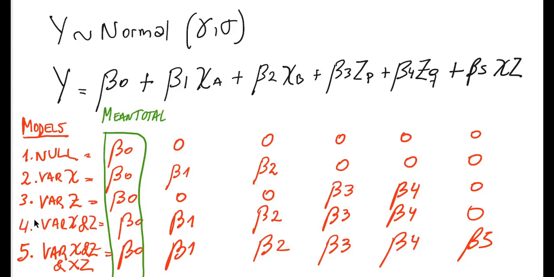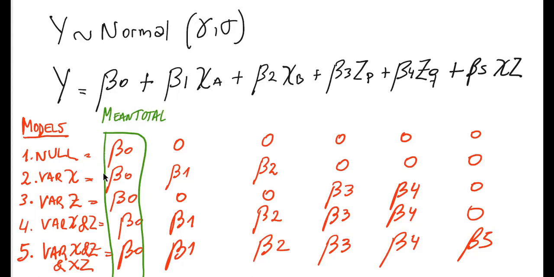Now, model 4 includes both variables, x and z. So we've got beta 0, beta 1, beta 2, beta 3, and beta 4, but not the interaction. And finally, model 5 is the model with both variable x and z and the interaction between these two variables. So that's the full model. We are going to estimate all the parameters from the data.